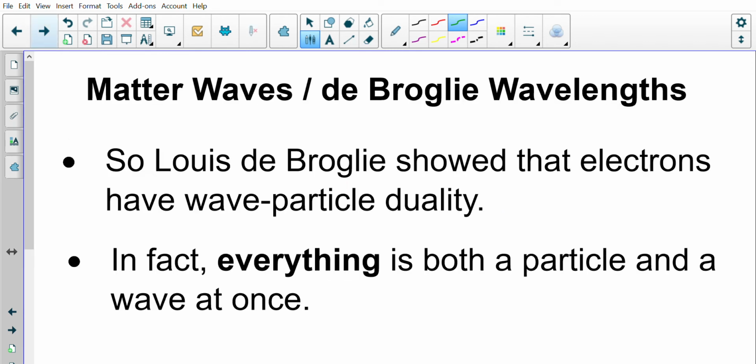Okay, so now we're going to talk about matter waves. Matter waves are the type of waves that particles have. So Louis de Broglie showed that electrons have wave-particle duality. We talked about that already, but it's actually bigger than that. Turns out that everything is both a particle and a wave at once. So everything has wave-particle duality.